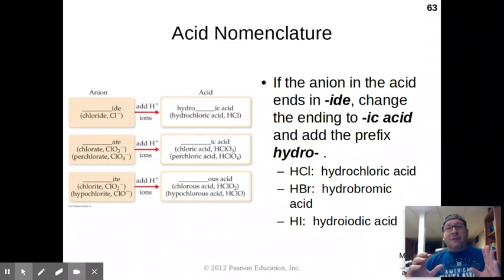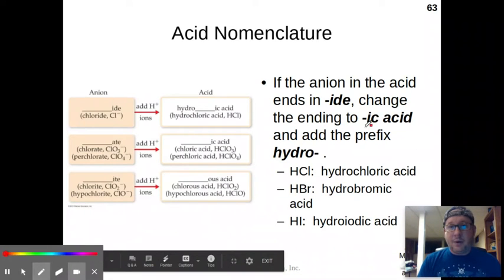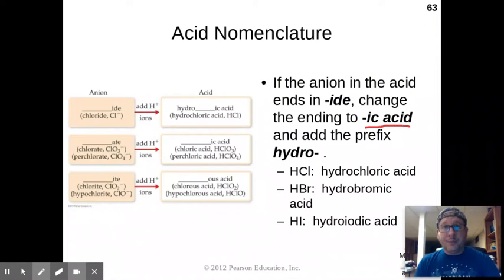Let's start off here. First rule: anytime that we have an anion that ends in IDE, essentially an anion that is by itself just an element, which is 99.9% of the time. You're going to see today that there are some exceptions to that rule. But for the most part, when an anion is simply an element all by itself, it is the IDE ending. When we have an acid compound that has the anion with the IDE ending, we remove that IDE ending and replace it with IC acid. But this is kind of a two-parter. We then have to add the prefix hydro to it.